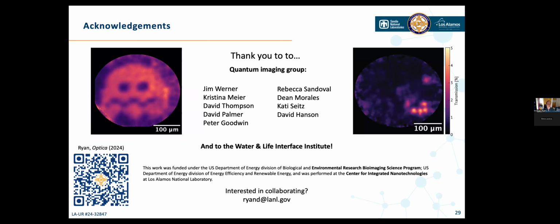Just thank the various team members. I know there's no pictures, and I'm sure most people don't know who these individuals are, but Jim Warner is the PI who brought the money in to really develop these quantum imaging techniques. And then between Christina and, I'll point out, Rebecca and Dean, Katie Seitz has done a lot of work. She's our staff biologist, I'm going to call her. She really contributed to this. So it's been a huge team effort to try to develop these new imaging techniques. And I'm just the one that got lucky enough to be invited.